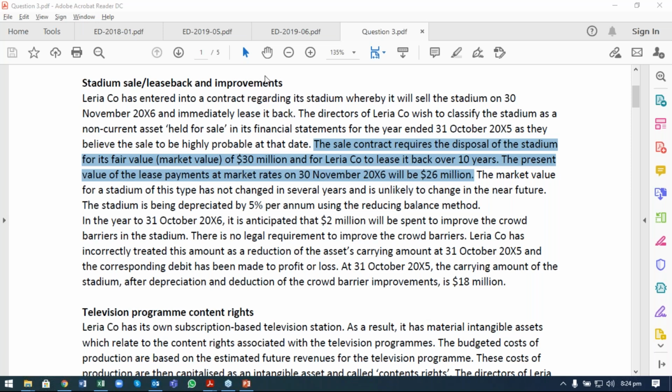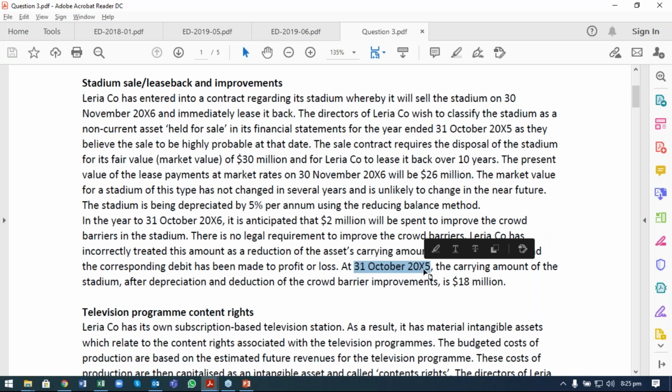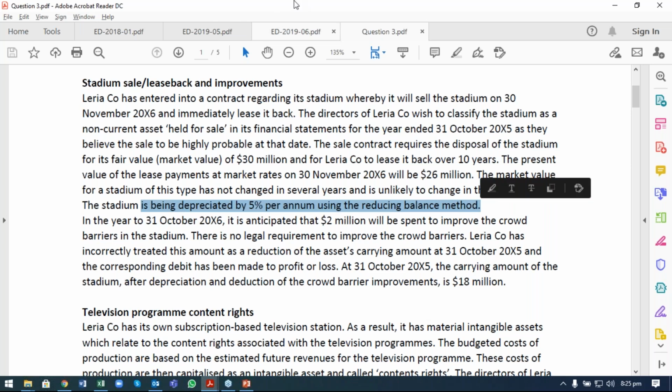Right now, it's not a leasehold asset. Someone has told me that it's not the leasehold asset anymore. Why? The lease contract was initiated from 30th November onward. It's not applicable right now on 31st of October 2005. Even it is not applicable on 31st of October 2006. So till 30th November, this stadium is the asset of Laria company. So Laria company must charge depreciation over the remaining useful life of the asset or over the reducing balance method that was prescribed here. Done?